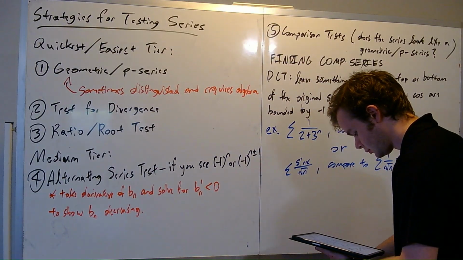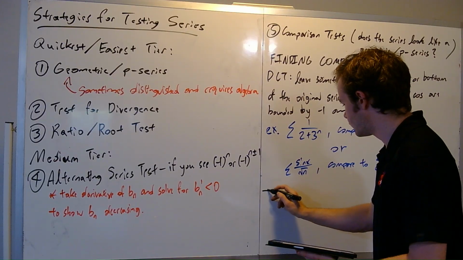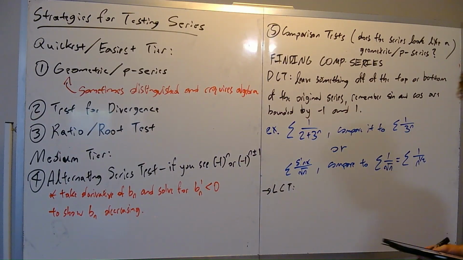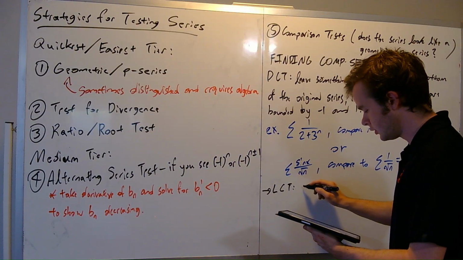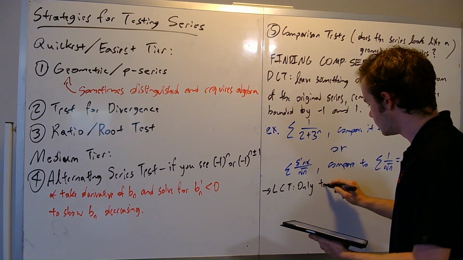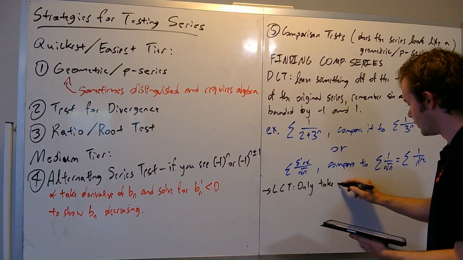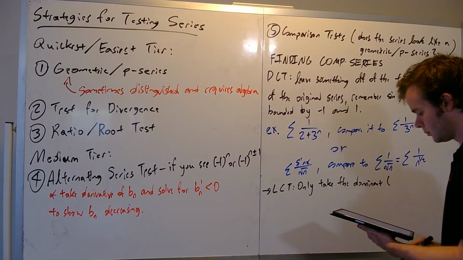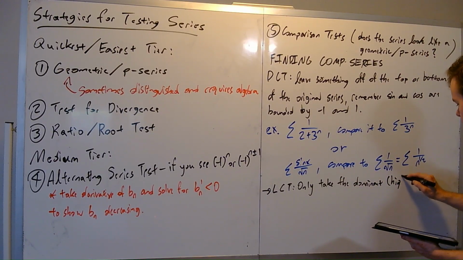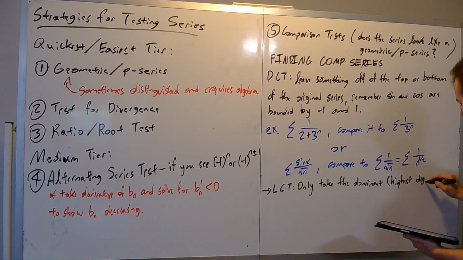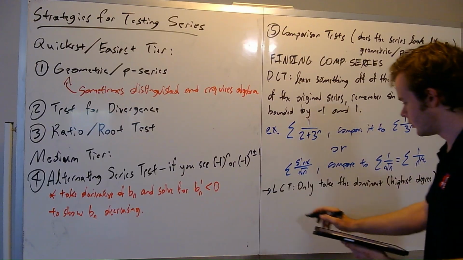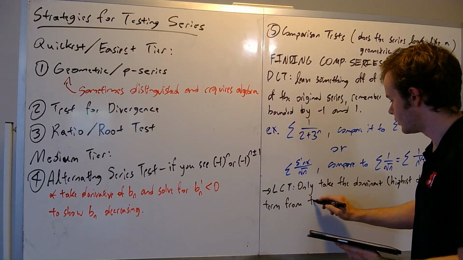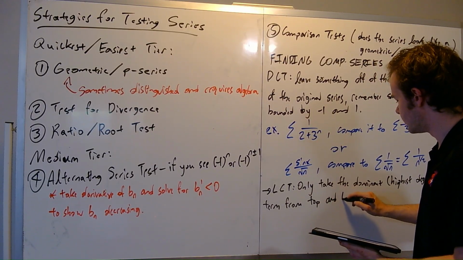And if we were using, let's say, the limit comparison test, because sometimes we're not able to use the direct comparison test, then we only take the dominant, meaning the highest degree term from the top, and the bottom.